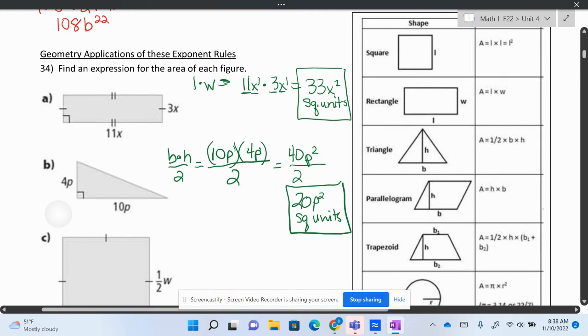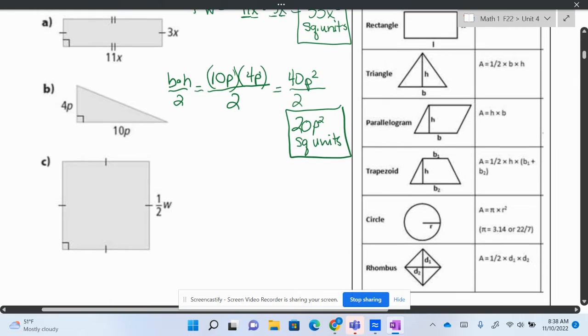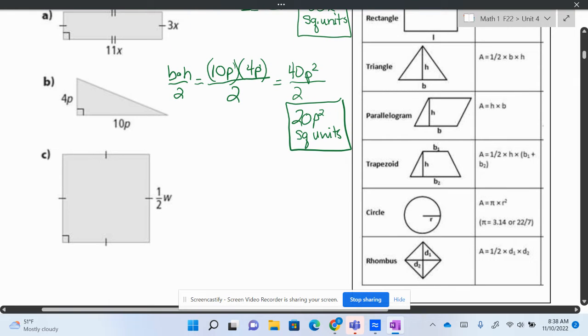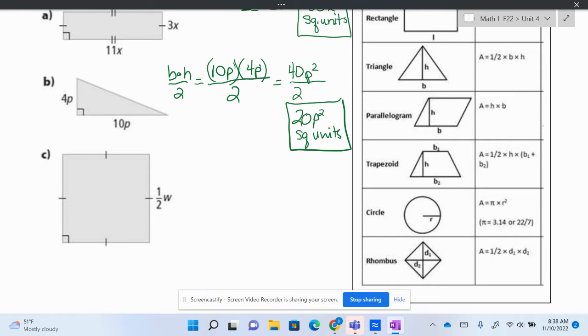Are we ready for the next one? What does question C say about that figure? It's a square. All of the sides are the same, which means it could be a square or a rhombus, but it has right angles. So that means that it's a square. So what do we know about the sides of a square? They're equal. So if I want to find the area of a square, I just take the side measurement and I square it. So I'm going to take 1/2 W and I'm going to square it.